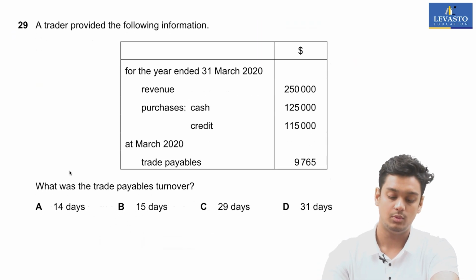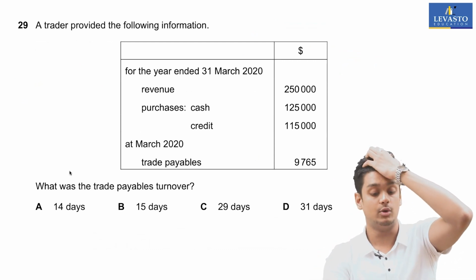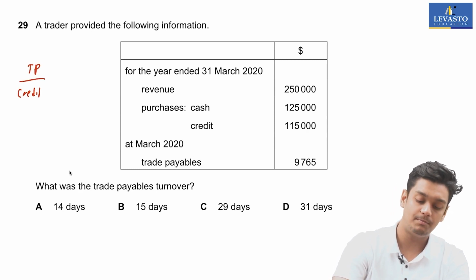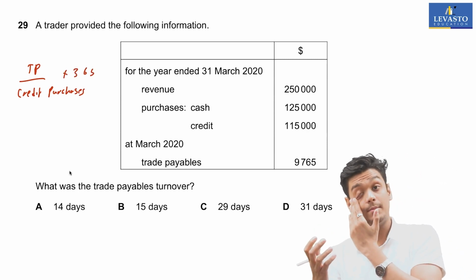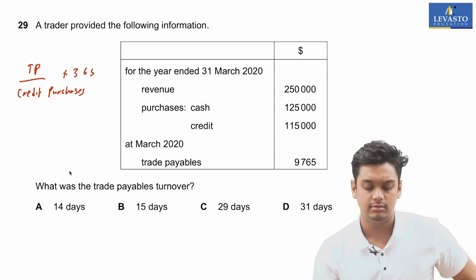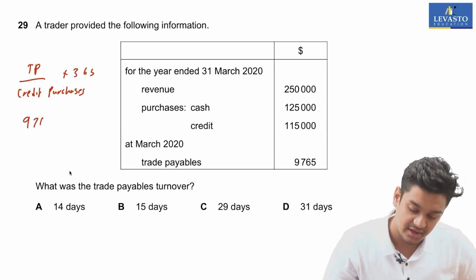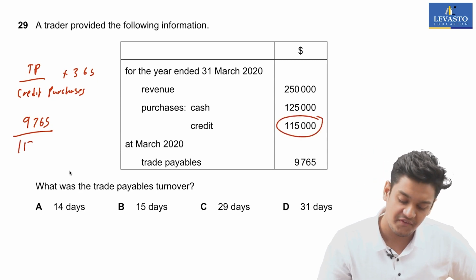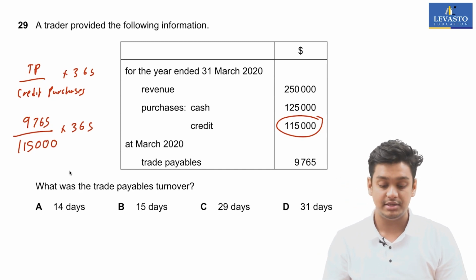29th MCQ. What is the trade payable turnover? What's the equation for trade payable turnover? Trade payable turnover is equal to trade payable divided by credit purchases into 365. What does trade payable mean? On average, how long it takes for us to pay our suppliers. Now, what's our trade payable balance at the end of the year? 9765. What's our credit purchases? 115,000 into 365. All the other data is irrelevant.